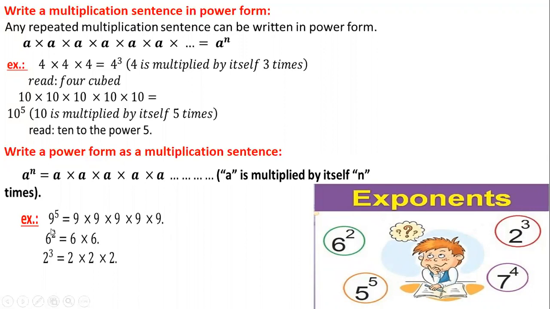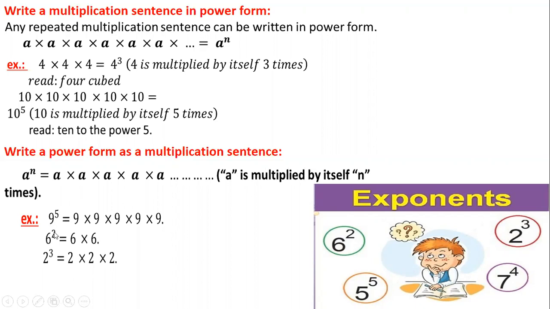If I want to calculate 9 to the power of 5, can't I just put it on the calculator, 9 times 5? You can do the answer on the calculator, but you should show me that you have written it as a multiplication sentence, okay? You should write this multiplication sentence, then you can calculate it on the calculator, okay?